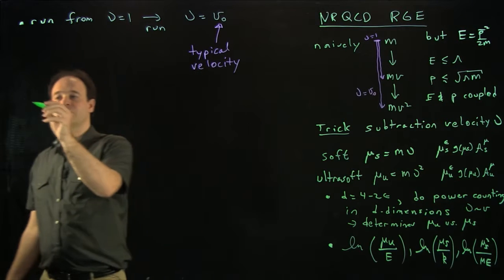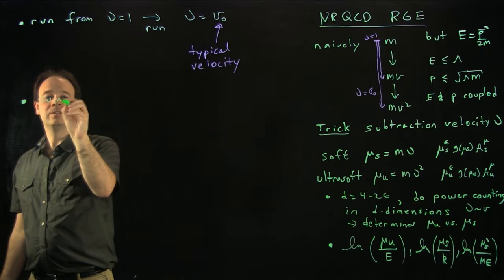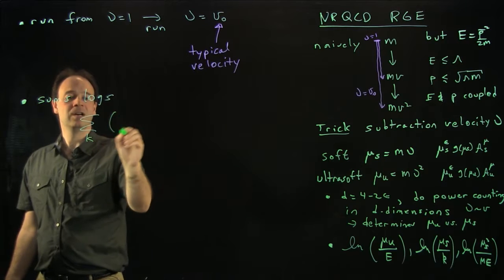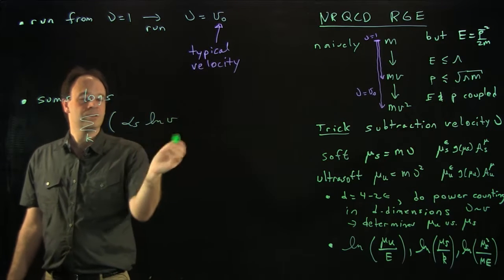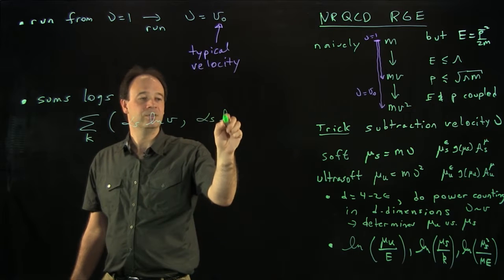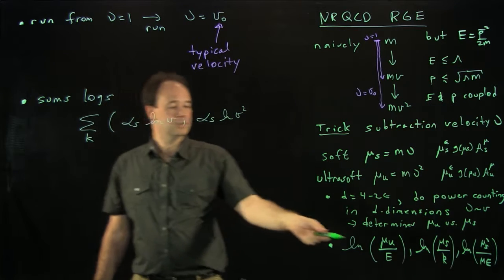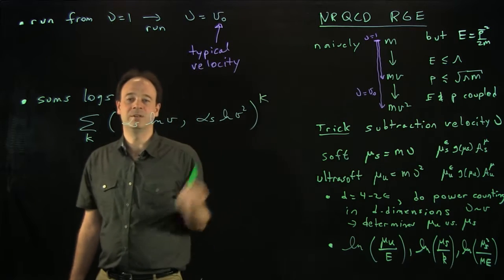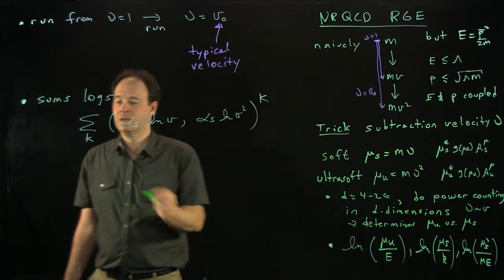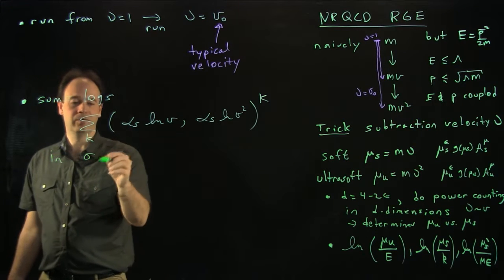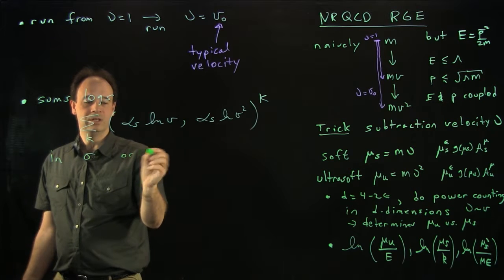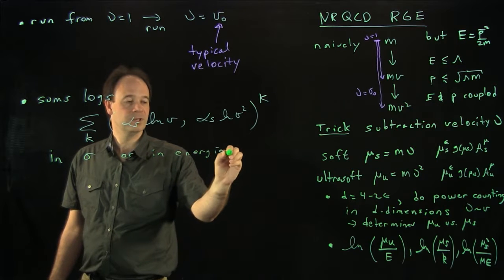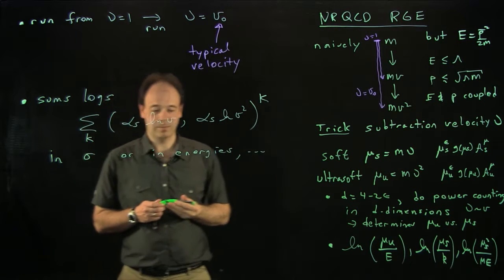And what does this do for you? So we're not going to go through any examples, but what this does for you is it sums logs. That's what the renormalization group always is doing. And in this case, the type of logs that it sums are logs of the velocity. So you'd have alpha log v or alpha log v squared, depending on which of these type of combinations you have. And then those are raised to the k power. And you sum up infinite series like this. In cross sections, for example, that involve the bound states, or in decay rates, or in energy levels, various observables that you might calculate. OK, so that's typical.